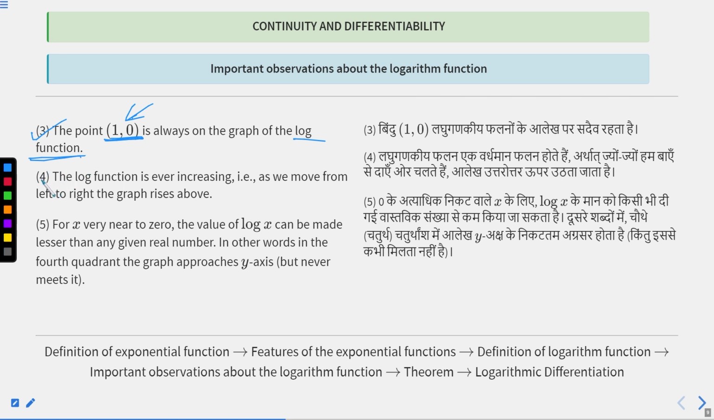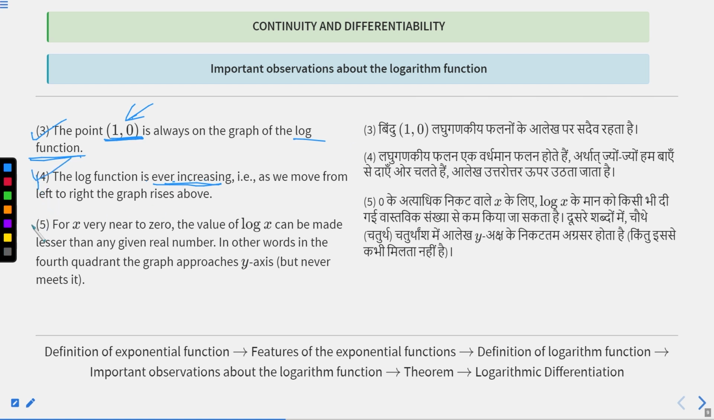Obviously, we are talking about the context where the base is greater than 1. Now the fourth point says the log function is ever increasing. The same thing was happening in the exponential function. This means if you move towards plus infinity on the x-axis, the graph rises upward in the plus infinity direction of the y-axis.